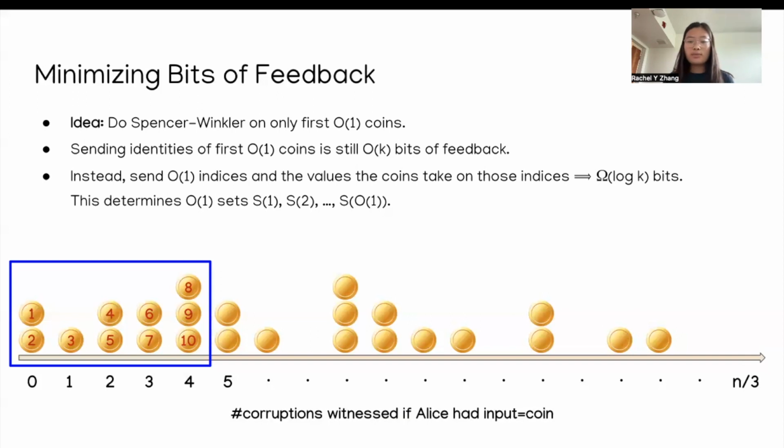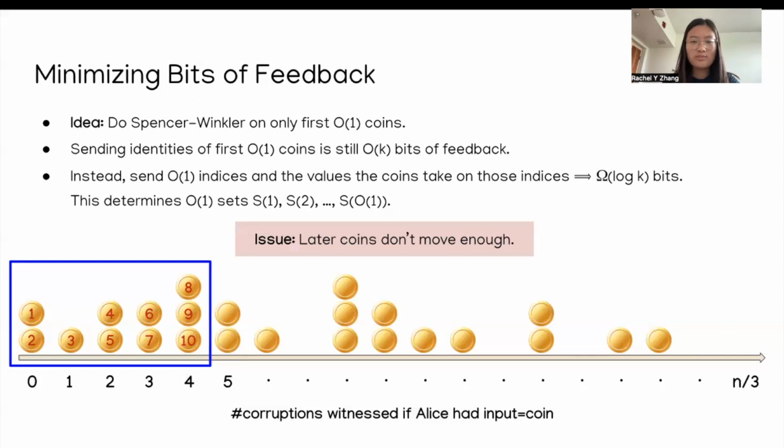So now this determines a partition of all the coins with the guarantee that these first 10 coins are separated correctly. And you can play the Spencer-Winkler game on these sets now. So this is pretty good, we've solved the communication problem. The one issue with this is that later coins may not move enough.